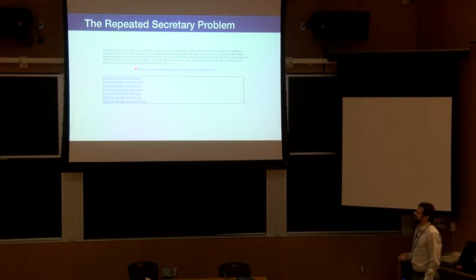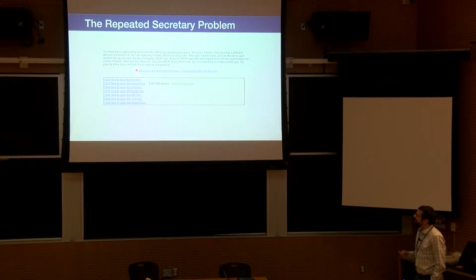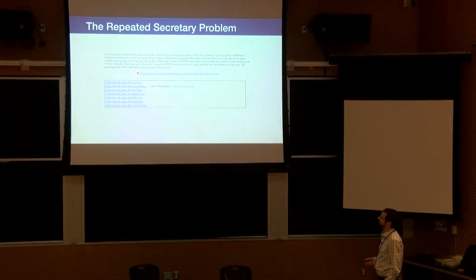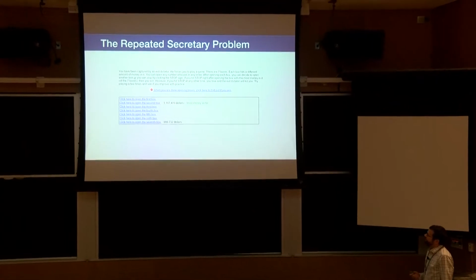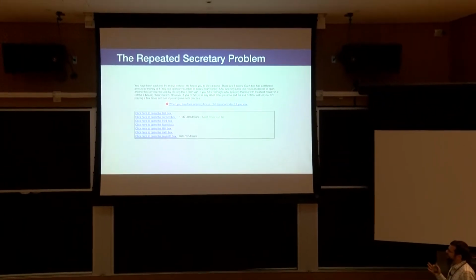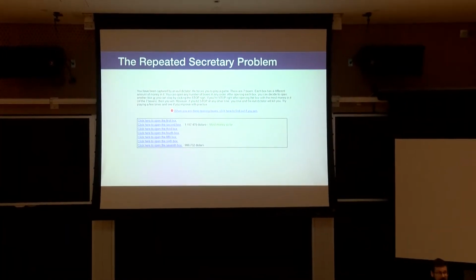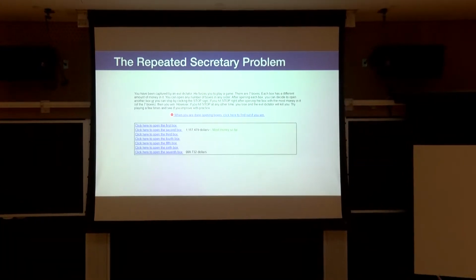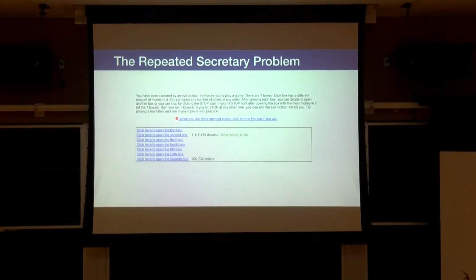Okay? Let's play. So I'm going to open the second box first. It's got $1 million in it. That sounds like a lot. I'm going to open the 7th box next. This one has less than $1 million in it. I'd better not stop now, because I know that I'll lose. I can see that there's another box that has more money in it.